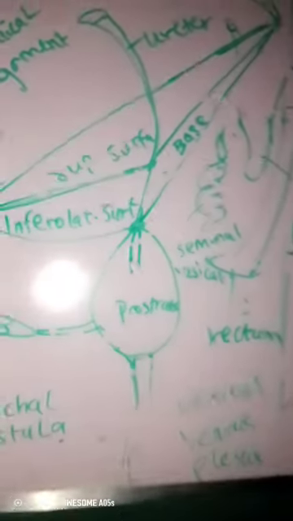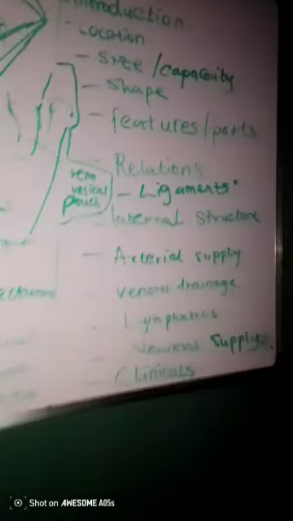Lymphatics. The lymph nodes surrounding the urinary bladder drain mostly into the external iliac lymph nodes. Remember, external iliac, the majority. That is where the majority of these lymph nodes surrounding the urinary bladder drain into, whereas the other ones, which are few, drain into the internal iliac lymph nodes.